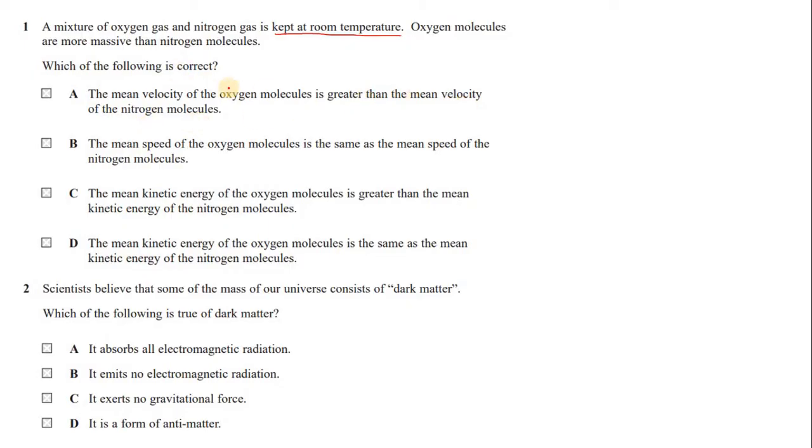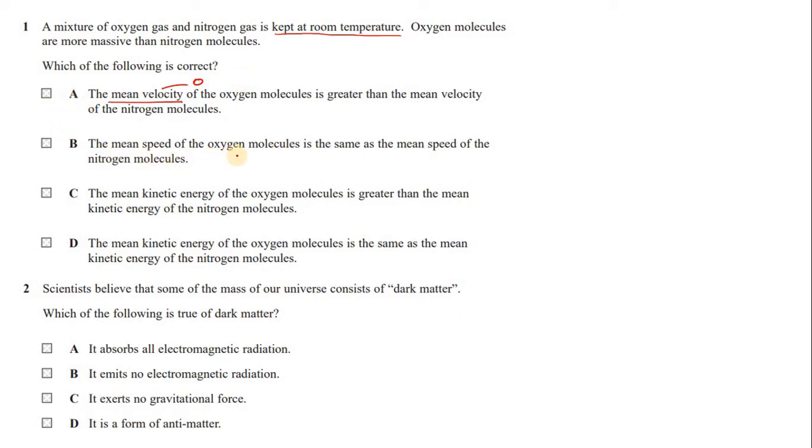Remember, when we talk about mean velocity, regardless of their mass, regardless of their size, the mean velocity of all gases is always 0. So there's no chance of anyone being greater or less. So option A is wrong.